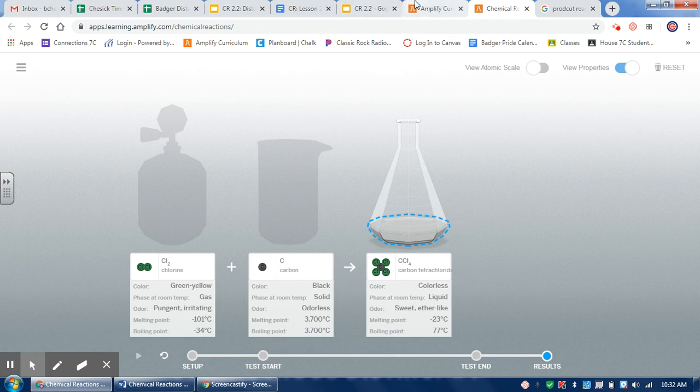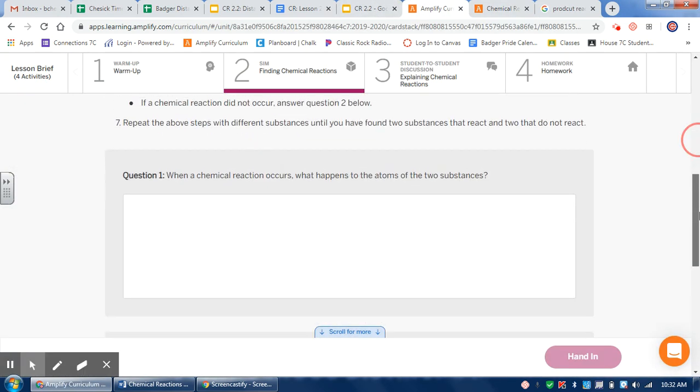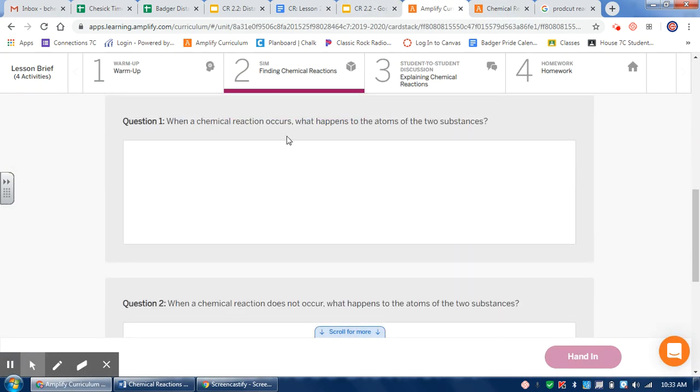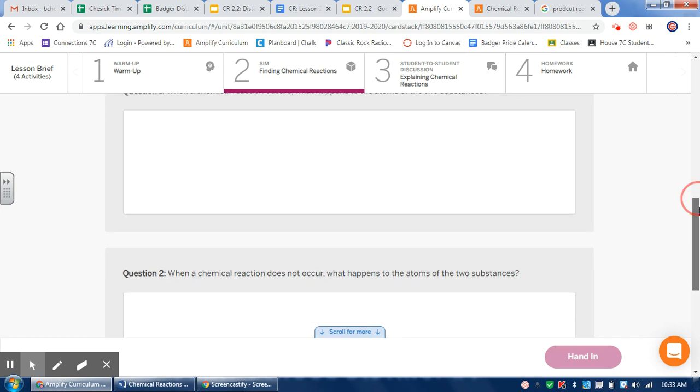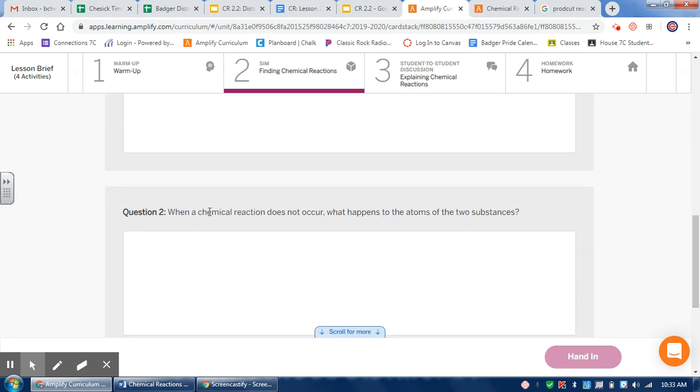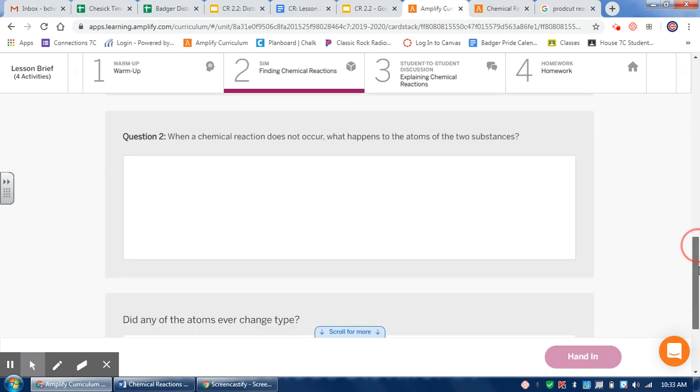So going back into activity two, when a chemical reaction occurs, what happens to the atoms in the two substances? I would argue that they rearrange. In question two, when a chemical reaction does not occur, what happens to the atoms of the two substances? I would say that they don't rearrange. They stay exactly the way that they were.